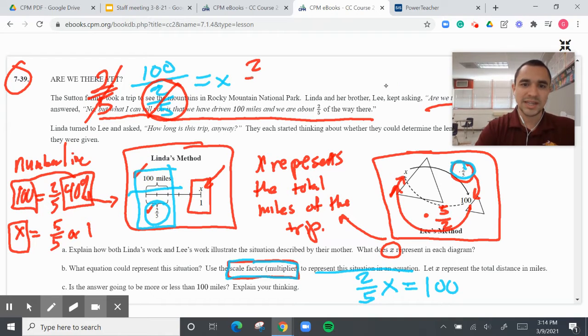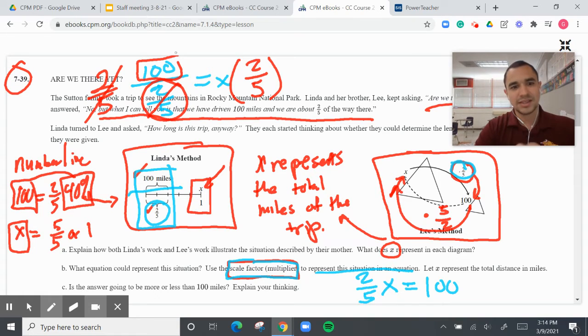But what I do on one side, I do to the other side. So that means 2/5 times x is going to equal 100. And that's kind of the same thing of how I did this here. So 100 divided by 2/5. You can also use percent. You can use decimals, whatever.